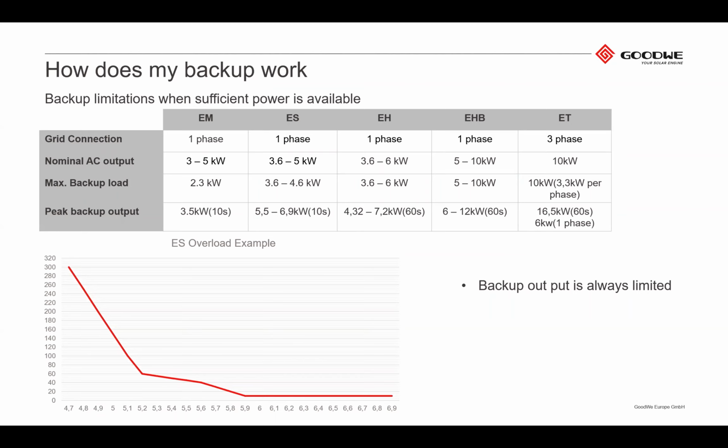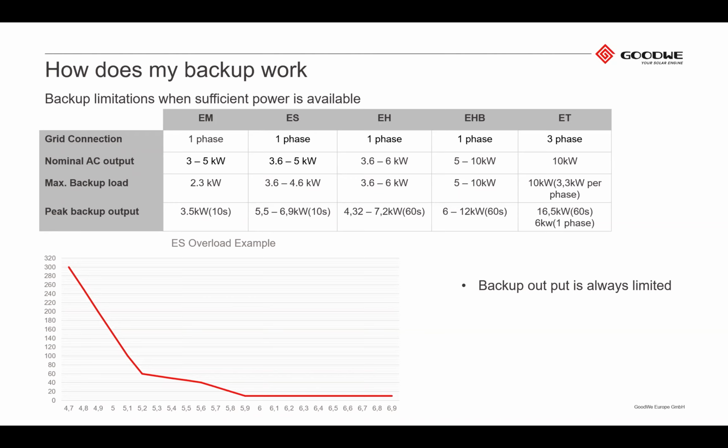Then we have the 3-phase ET. We generally only have the 10 kilowatt in South Africa. We do have smaller units, but that's way too small on the backup side for South Africa, because the 10 kilowatt gives us 3.3 kilowatts per phase. The inverter can do a total overload of 16.5 kilowatts for 60 seconds, and 6 kilowatts on a single phase. So if we exceed 6 kilowatts on one phase, the inverter overloads. If we exceed 16.5 in total for the 3 phases, it will also overload.